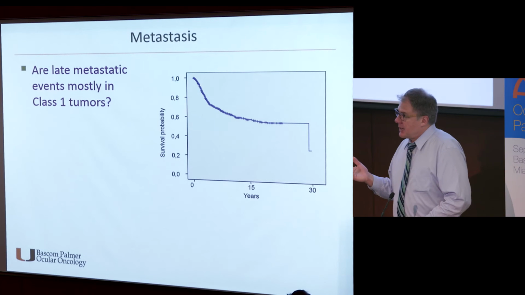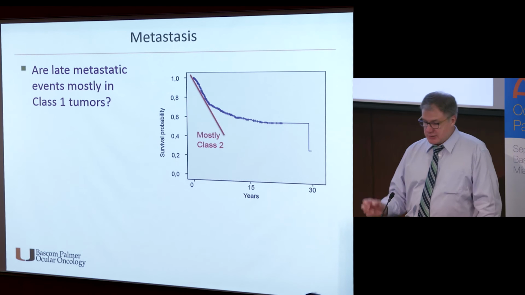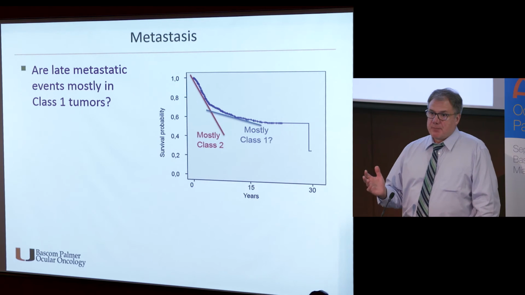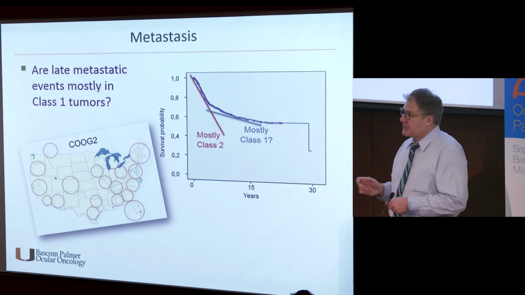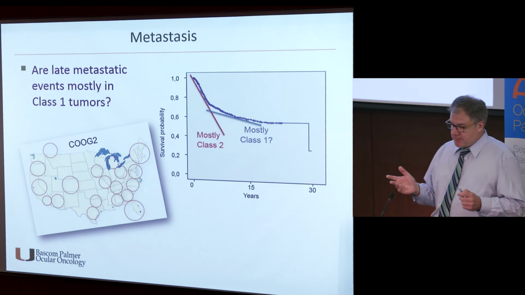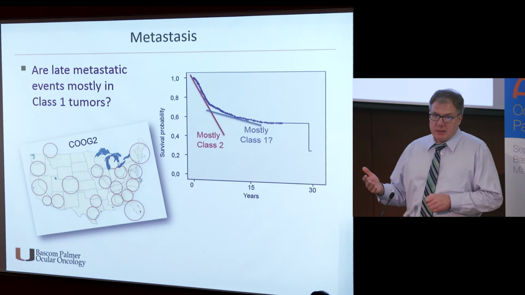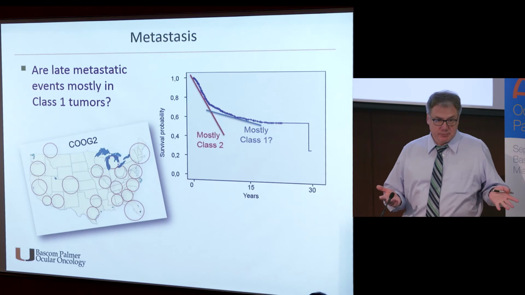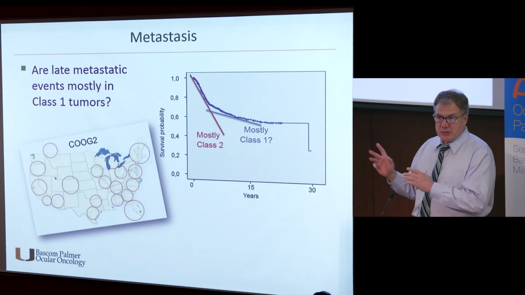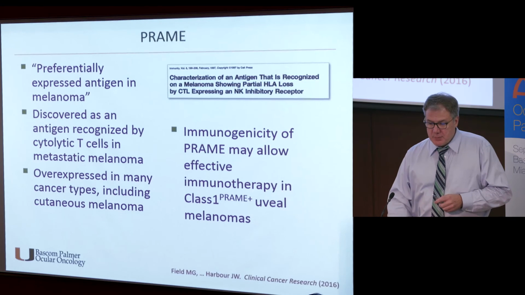So what's kind of interesting to think about is this plot that I showed you earlier. We know that most of the early metastases are class 2 patients, but is it possible that this flatter curve is mostly class 1 patients, okay? So what we are organizing right now is a second version of the Collaborative Ocular Oncology Group study that we originally did to validate the gene expression profile test, called COOG. This will be COOG2. And one of the things we're going to look at is this very question: are these late metastases mostly coming from these class 1 patients? And we'll talk about why that might be important right here.